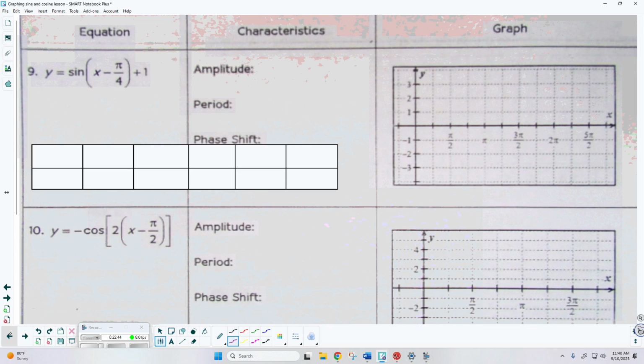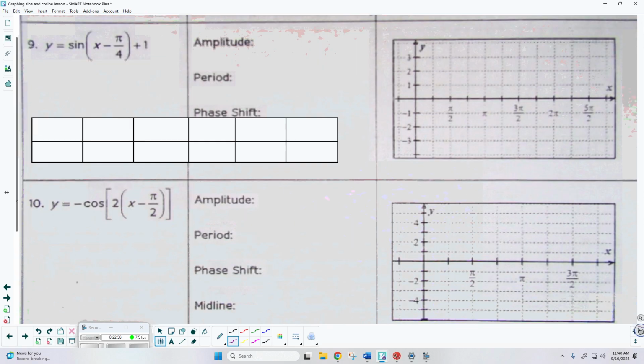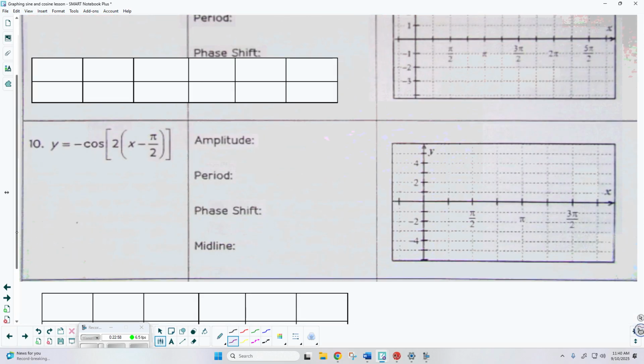All right. So with that in mind, what are we looking at? Yes, but which problem? 10. Let's do 10. Now, the only thing I'm going to go ahead and add here is the frequency. So we're given negative cosine of 2 times x minus pi over 2, and that's it.